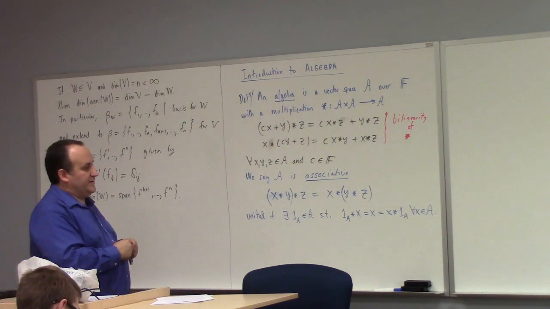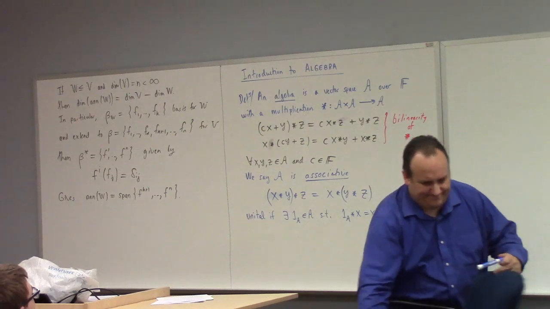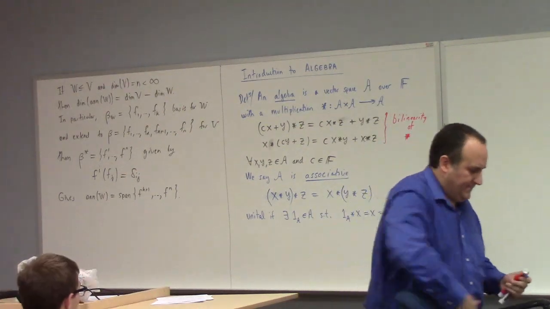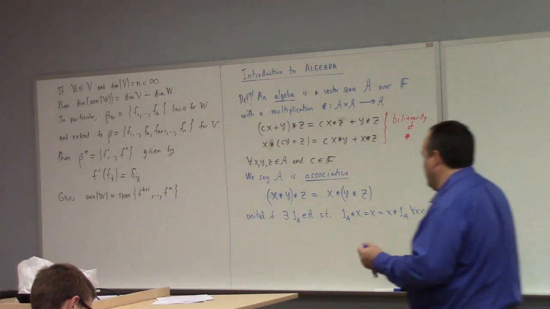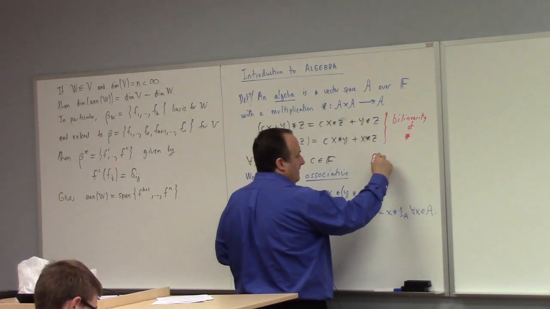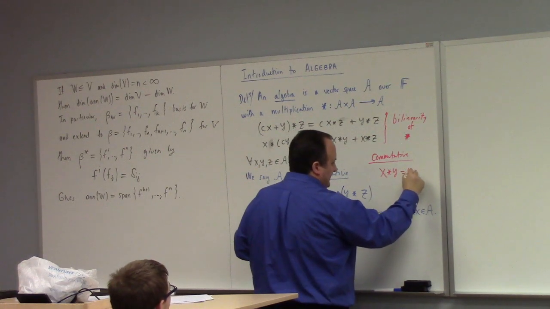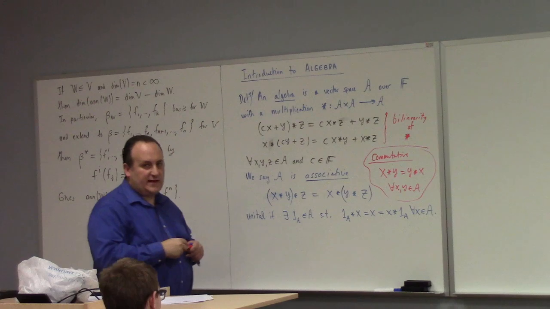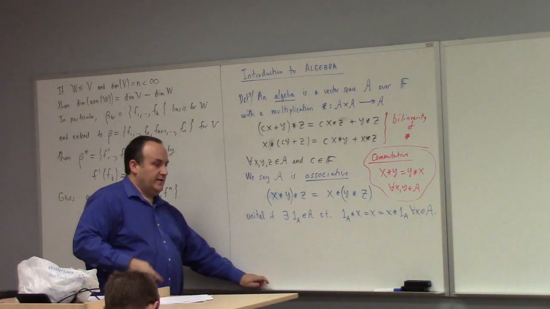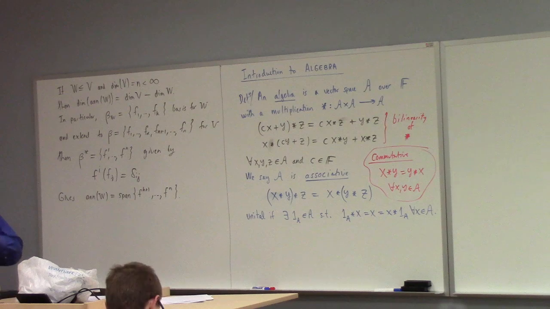You can also talk about a commutative algebra. What do you think it would mean if the algebra is commutative? The multiplication is commutative, right? So commutative would mean that x times y is equal to y times x for all x and y in A. That would be a commutative algebra. Many of the most interesting examples are commutative algebras. But that's it. This is a pretty plain, almost featureless concept of algebra.